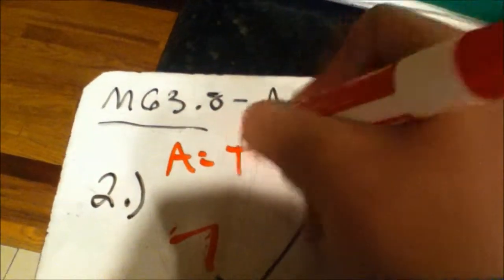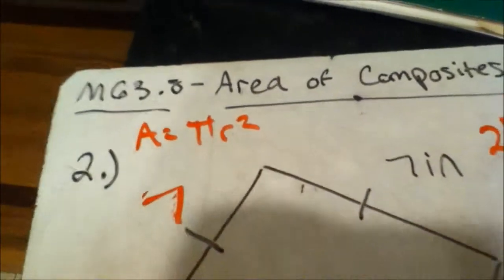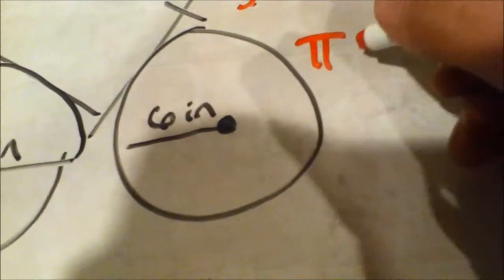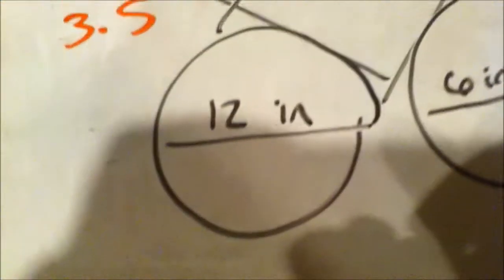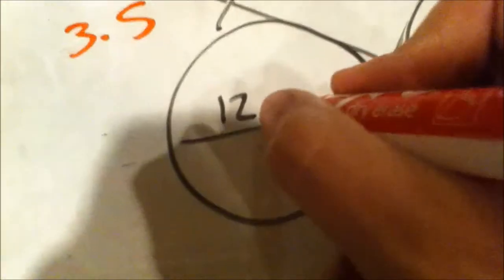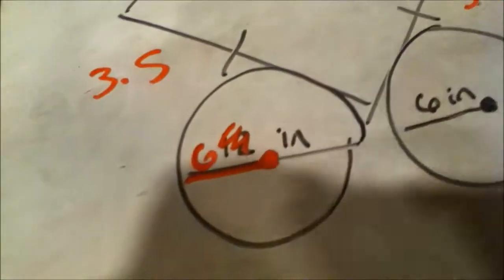Area of a circle is pi r squared. We're going to leave these in terms of pi as well. This is easy for us. We just plug it in. Pi 6 squared, 36 pi. Oh man, this is so hard. JK. Half of 12 equals 6. Same exact thing, it's going to be 36 pi.